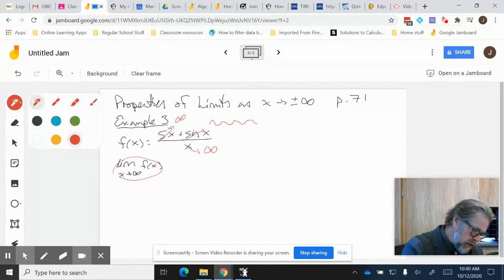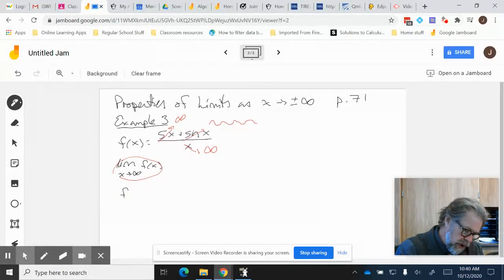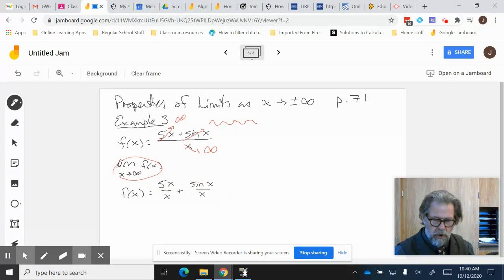But what I do notice is that one of the properties says that if I have the sum of two limits, I can just add together the two limits. So let's rewrite f of x as 5x over x plus sine x over x, which I'm perfectly, absolutely, positively allowed to do, basic math.